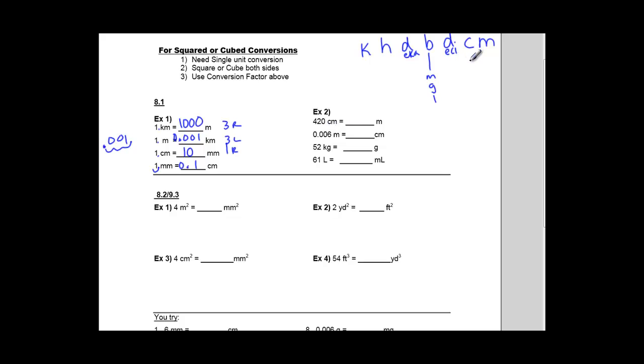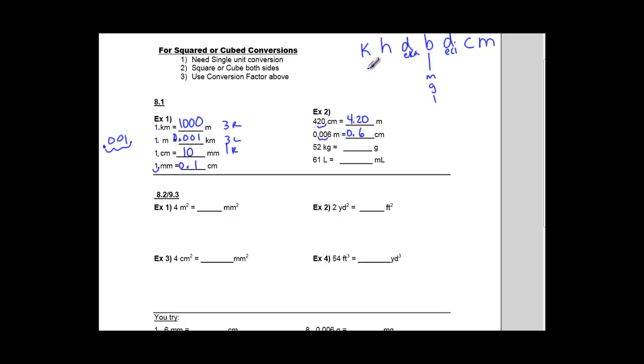420 centimeters, beginning with centimeters and going to the base of meters, I'd move to the left 2 places, the decimal, which would give me 4.20. 0.006 meters, going from meters to centimeters, I want to move to the right 2. So if I move the decimal to the right 2, I'd have 0.6 centimeters.